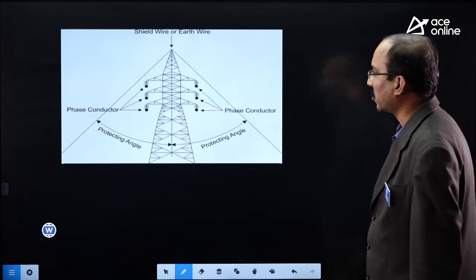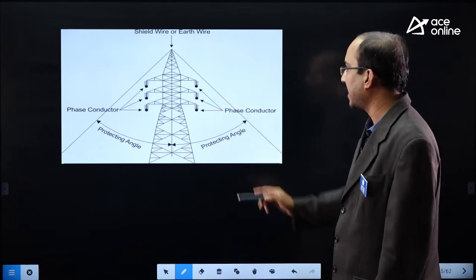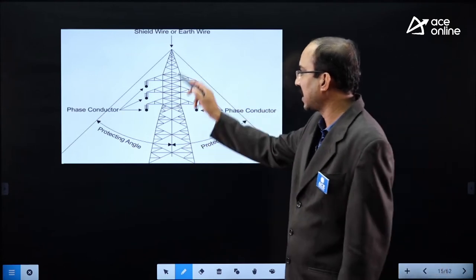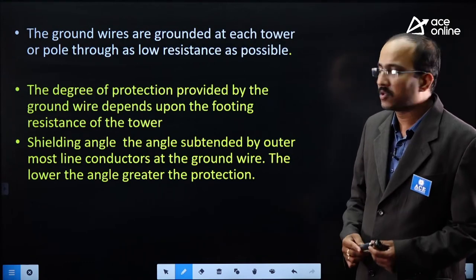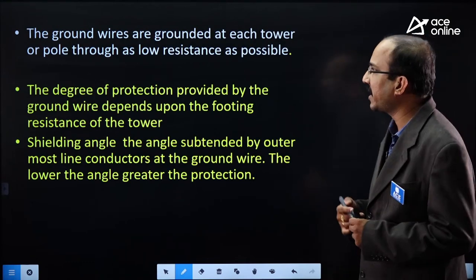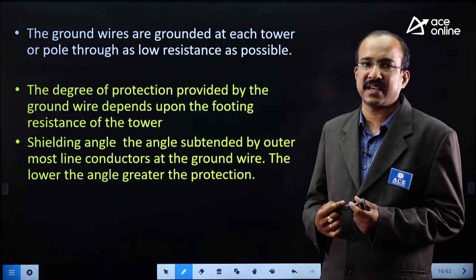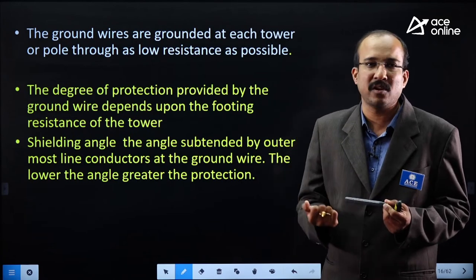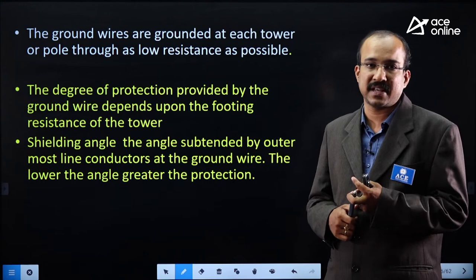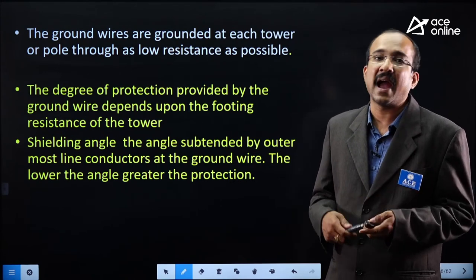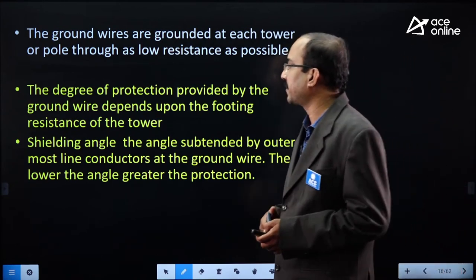If you observe a pictorial view, this is a protection angle that is going to be done, and these are the phase conductors and this is a line supporter. These ground wires are grounded at each tower or pole so that it will have as low resistance as possible. If you provide the low resistance, the tower potential will not rise. If you are not providing the low resistance, the tower potential will rise and it may result in failure of insulation again. That is to be kept in mind.